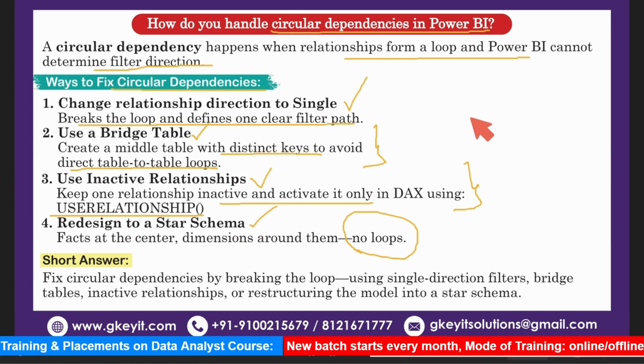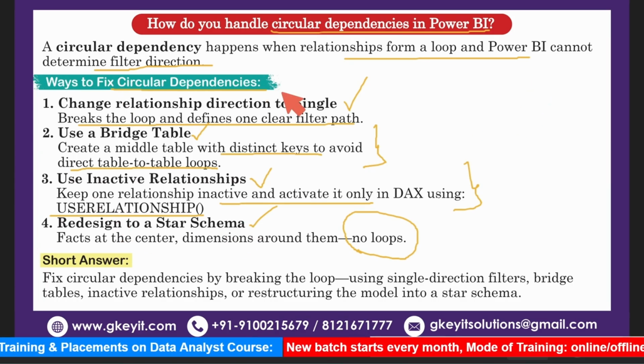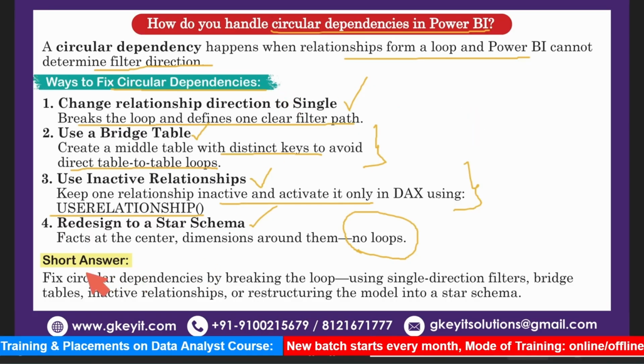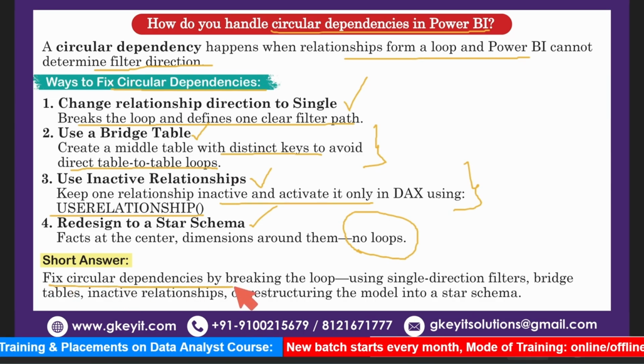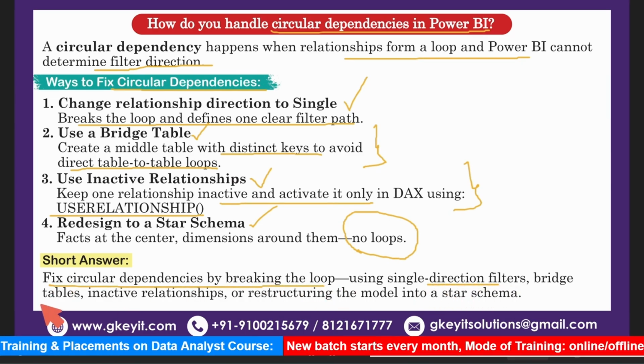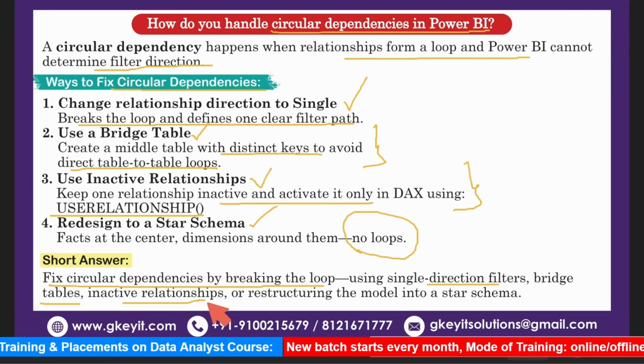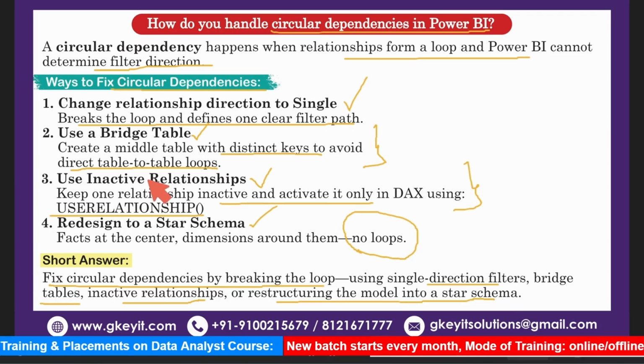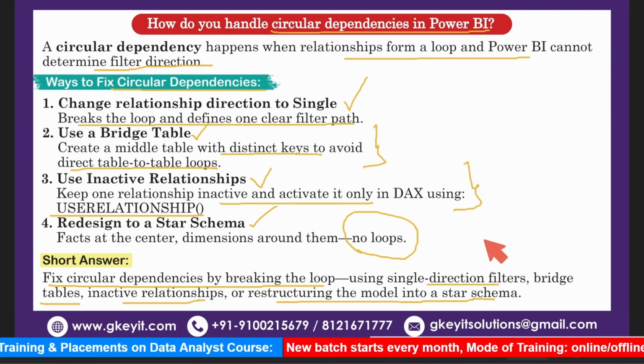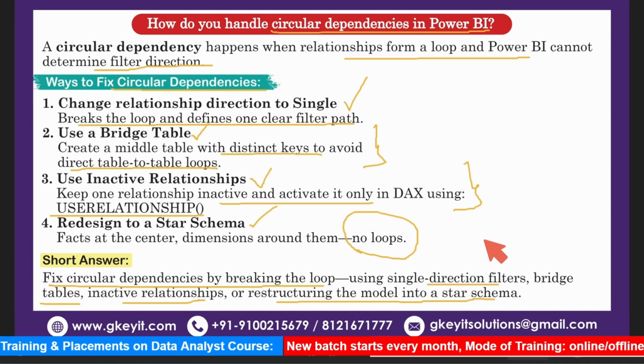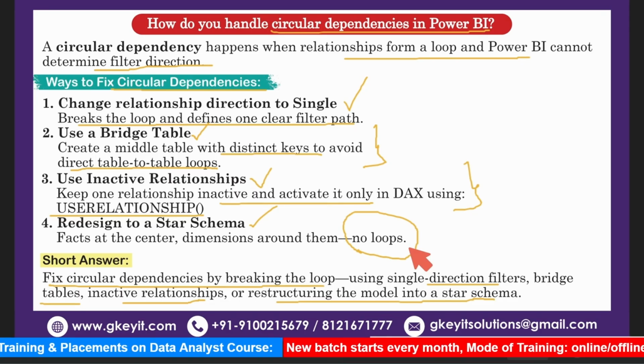In these four ways, we can fix circular dependencies whenever you find these kinds of issues. Coming to the answer: to fix circular dependencies, break the loop using single direction filters, bridge tables, inactive relationships, or restructure the model into a star schema. For all these points, we have dedicated training sessions on our YouTube channel. You can go through them for a detailed understanding.